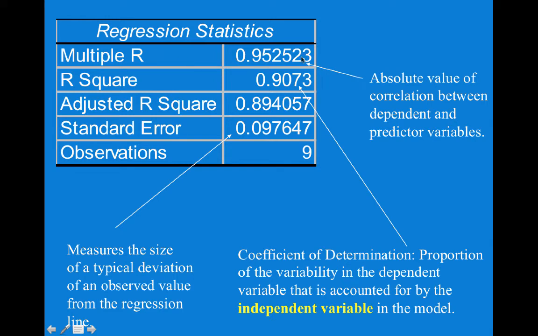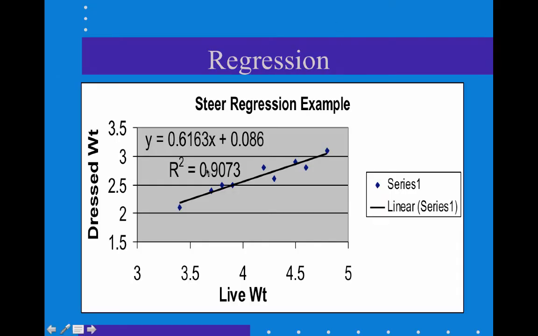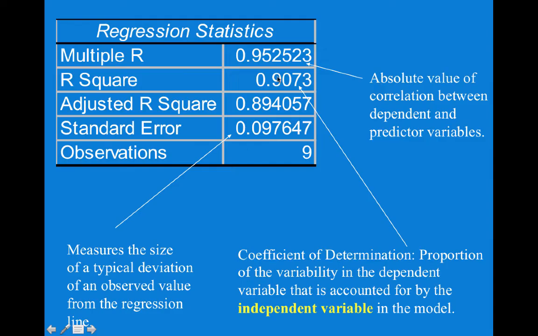So our multiple R number indicates the absolute value of correlation between the dependent variable and the predictor variables. Our R-squared value that we looked at, I'm going to flip back, don't freak out, this is our R-squared value. That R-squared value is coming from this position on that statistics chart, and that is the coefficient of determination. So that R-squared value is going to tell us the proportion of the variability in the dependent variable that is accounted for by the independent variable of the model.